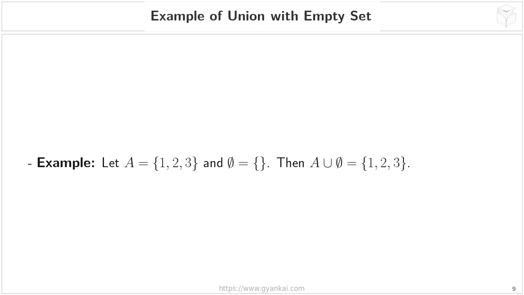This demonstrates a key property. The empty set doesn't contribute any new elements when you take its union with another set. It's like adding 0 to a number. It doesn't change the value. In the next slide, we'll explore what happens when we take the intersection of a set with the empty set, and you'll see a similar principle at play. So, keep this example in mind as we move forward. It really highlights how the empty set acts as a sort of neutral element in set operations.